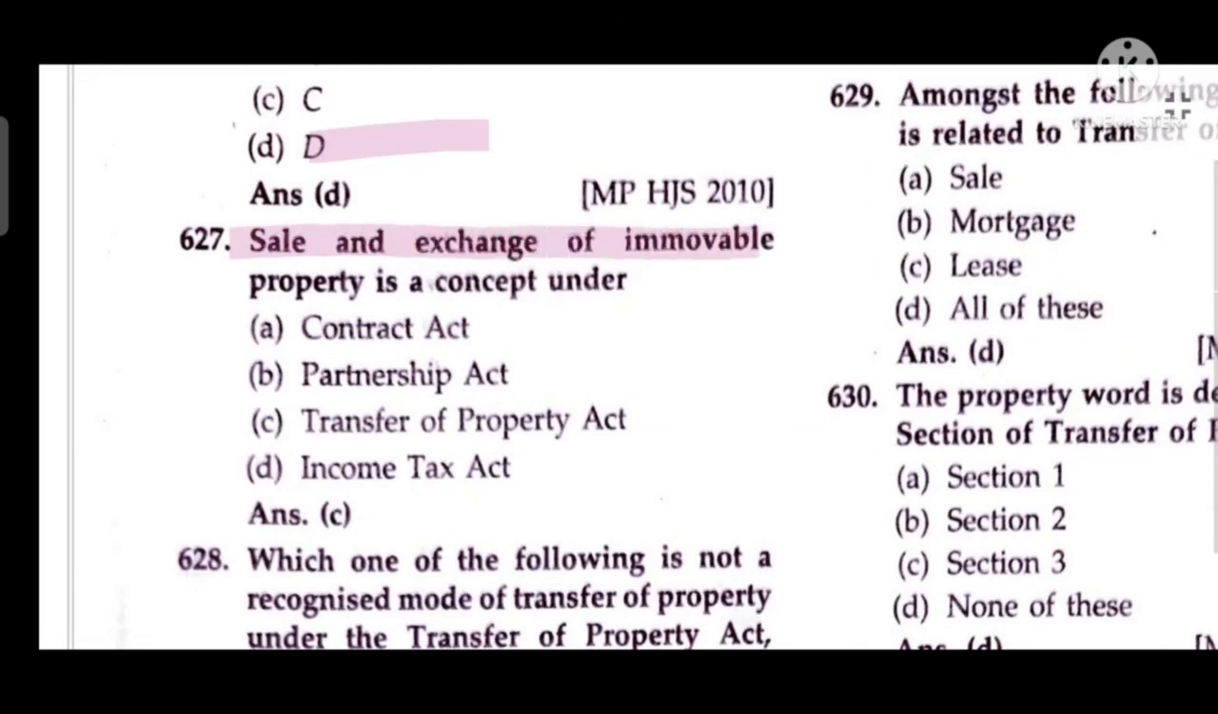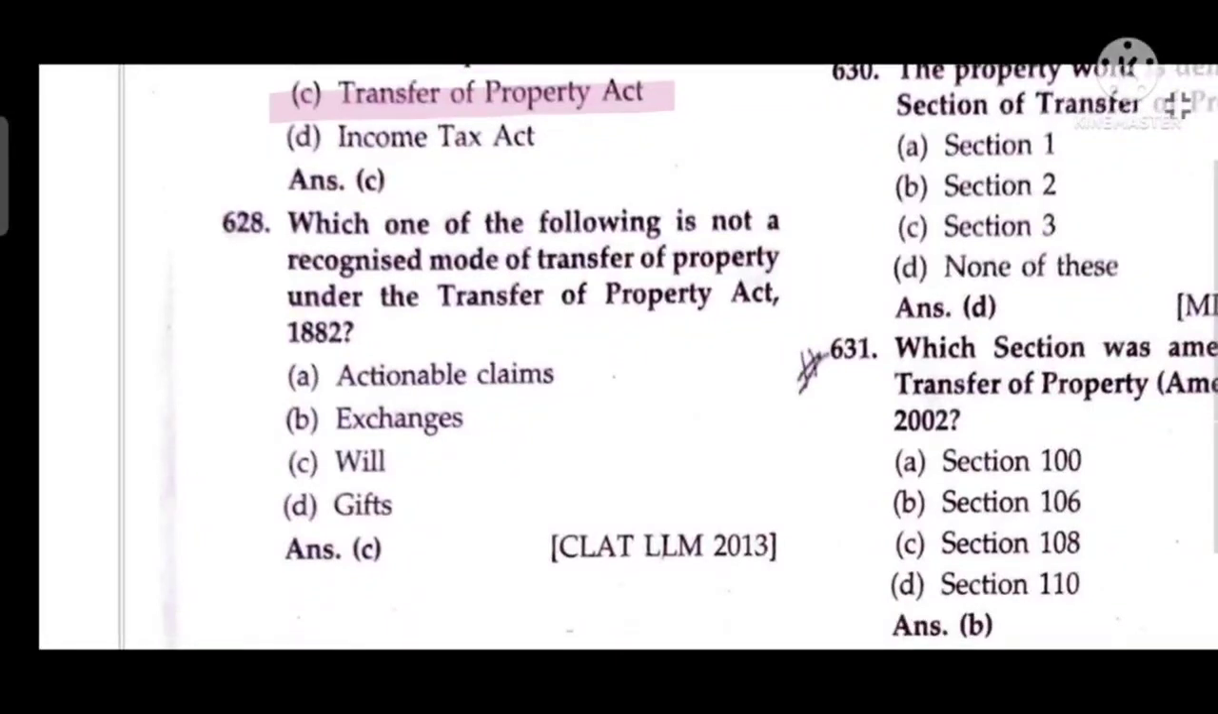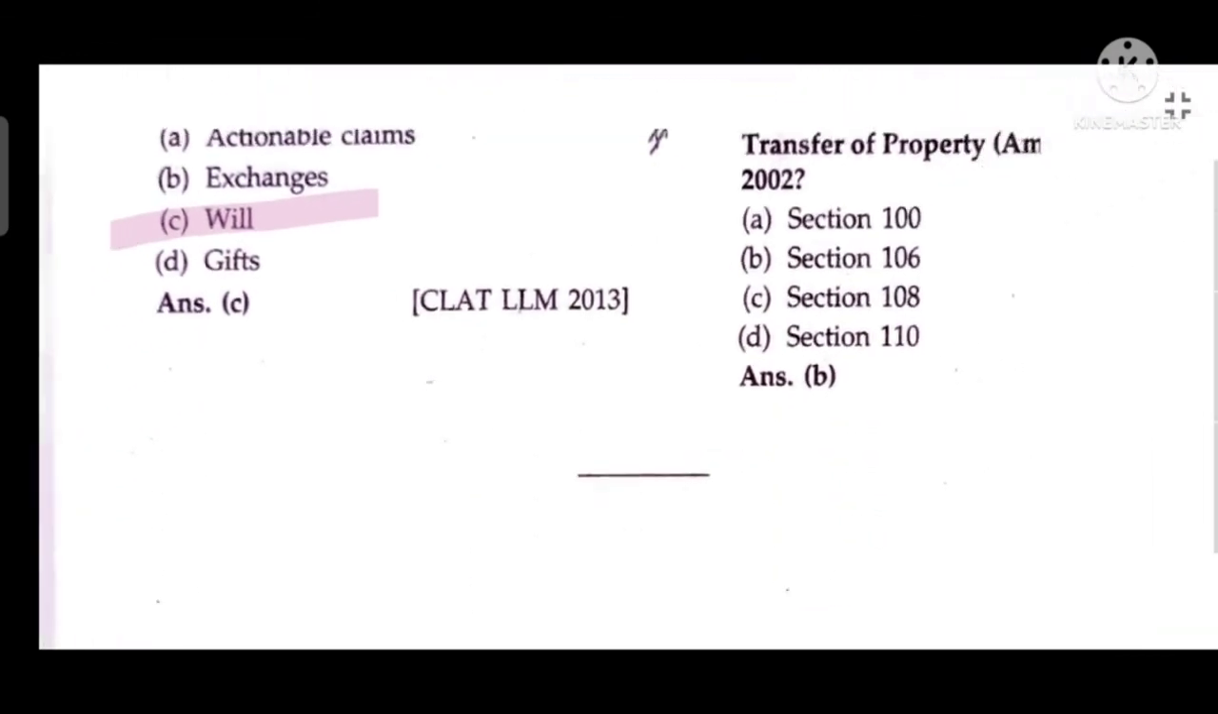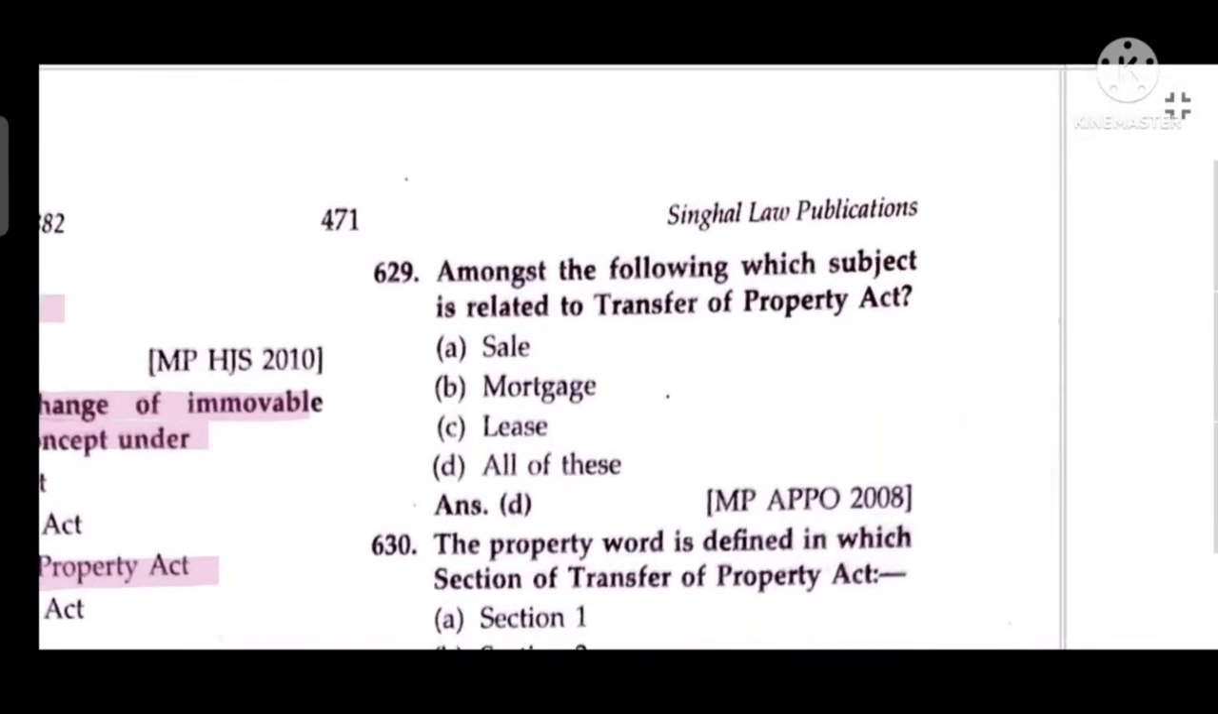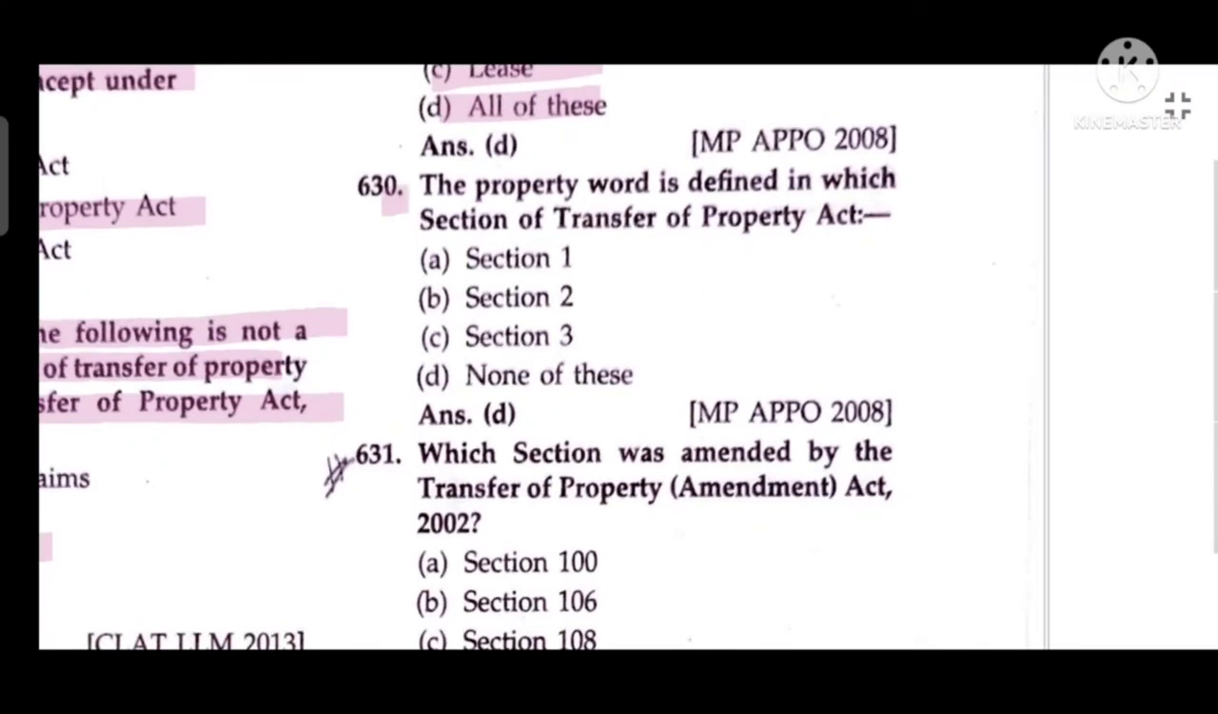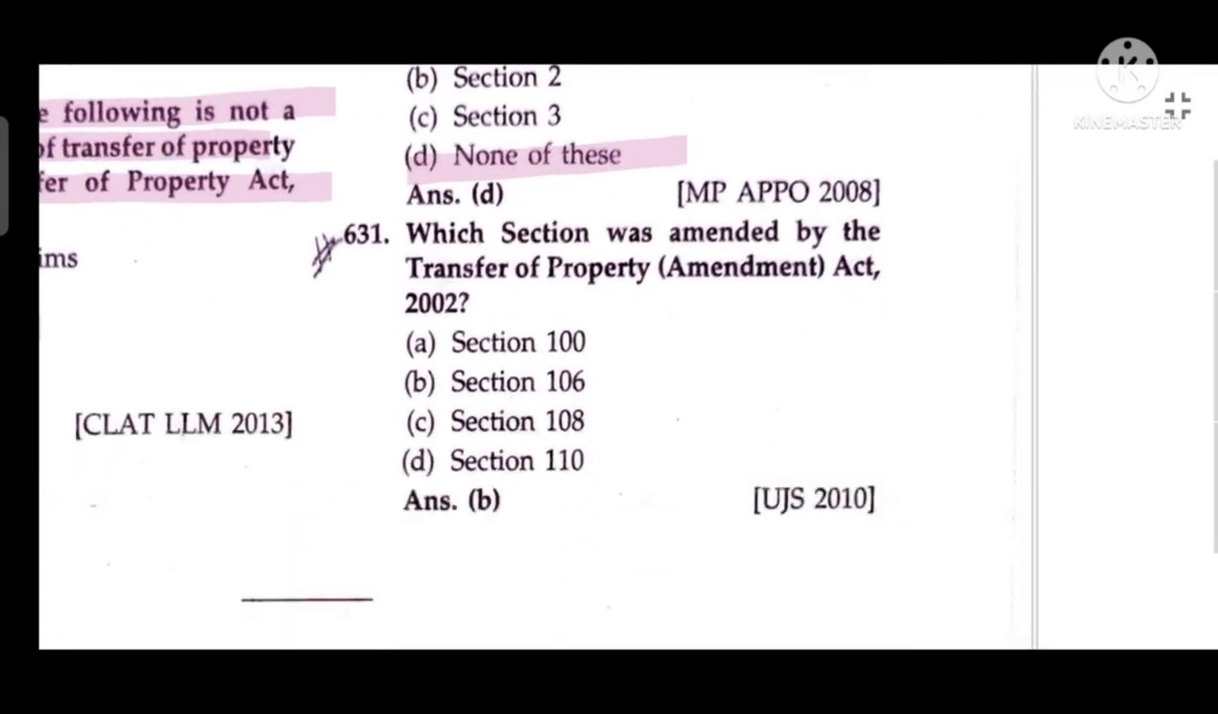The sale and exchange of immovable property is a concept under the Transfer of Property Act. Which one of the following is not a recognized mode under the Transfer of Property Act? Amongst the following, which is subject to transfer of property: sale, lease, mortgage? The word property is defined in the Transfer of Property Act, none of these. Which section was amended by the Transfer of Property Amendment Act 2002? Section 106.